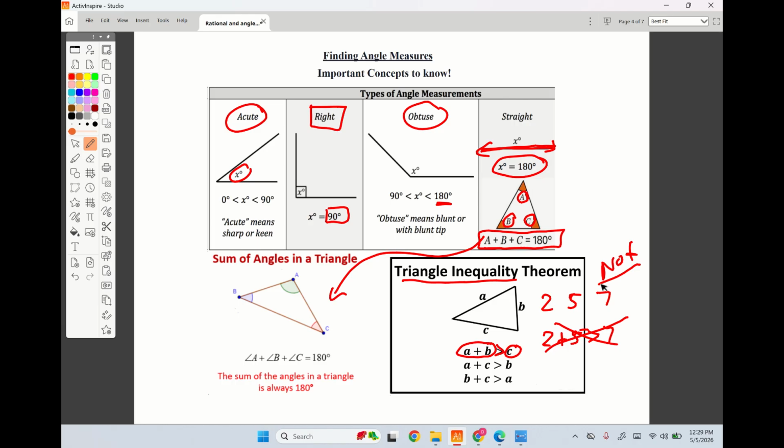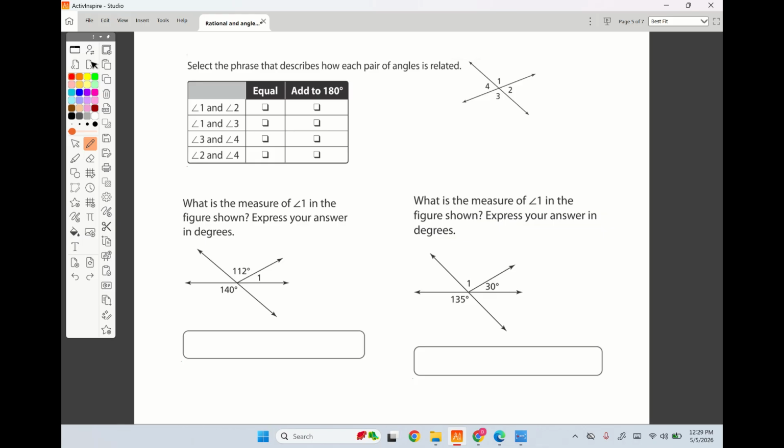So, if it's not right across from each other, and they're next to each other like 1 and 4, or 2 and 3, those are called linear pairs. And those make a straight line, which is 180 degrees. So those two have to be added together and must be equal to 180.